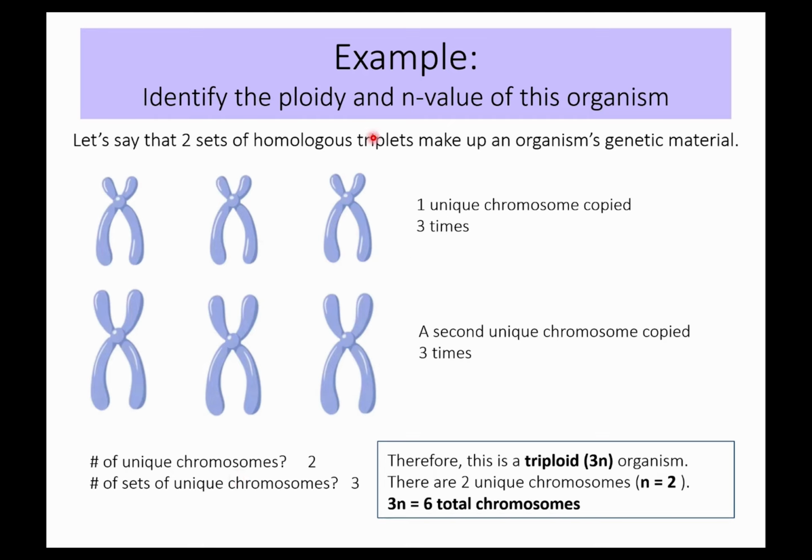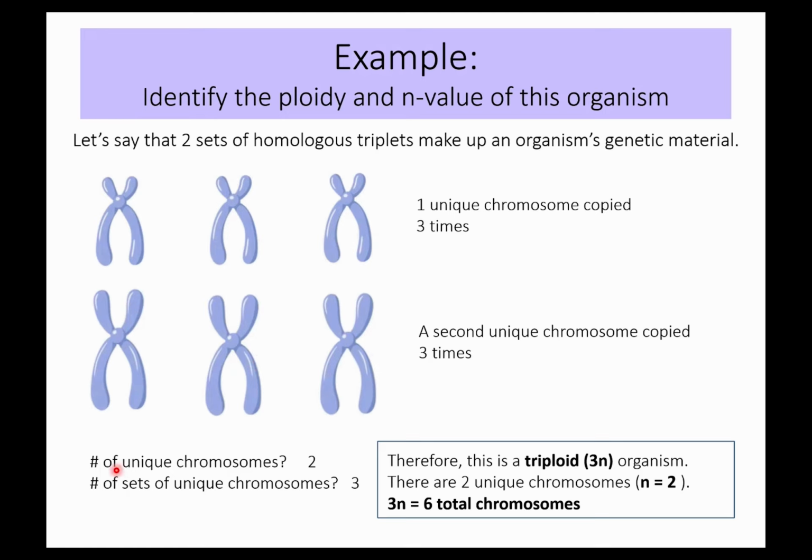So let's do some examples. Identify the ploidy and N value of this organism. Let's say there are 2 sets of homologous triplets that make up an organism's genetic material. Here you have 1 unique chromosome copied 3 times. This is a triploid organism, for example, the seedless watermelon. This here is a 2nd unique chromosome copied 3 times. On the exam, the way I'm going to tell you if chromosomes are unique is by differences in length. If I draw them different lengths, you know on the exam that these are different chromosomes, and that will help you determine the N value and the ploidy.